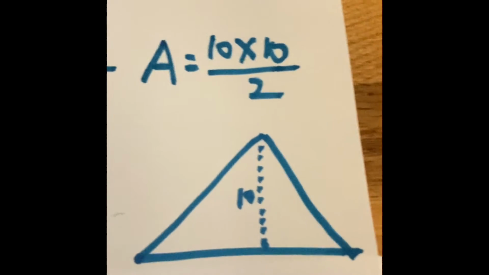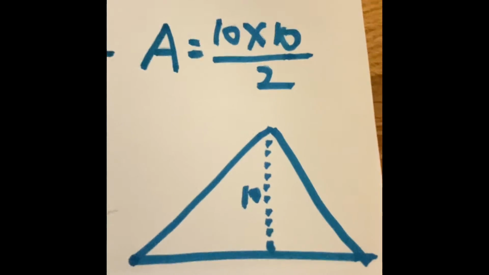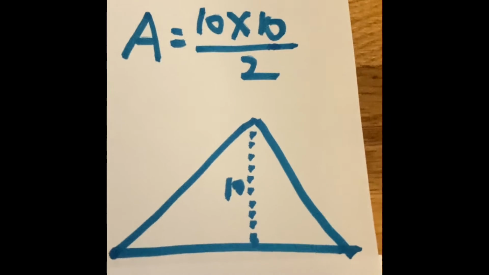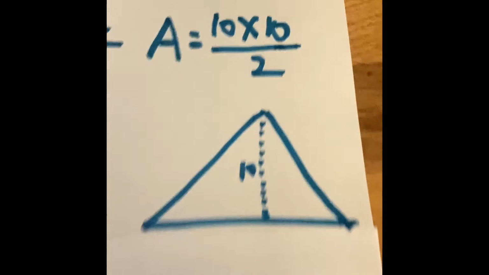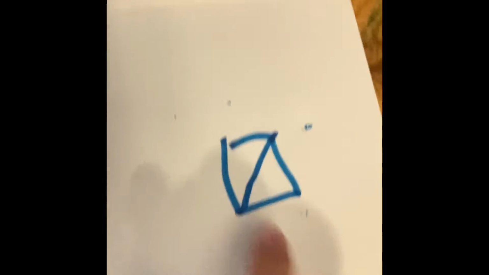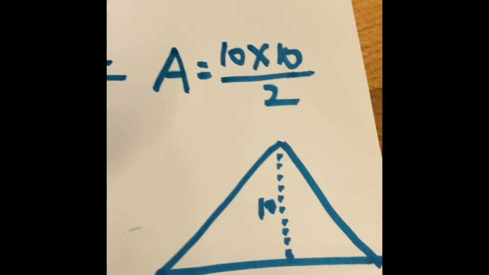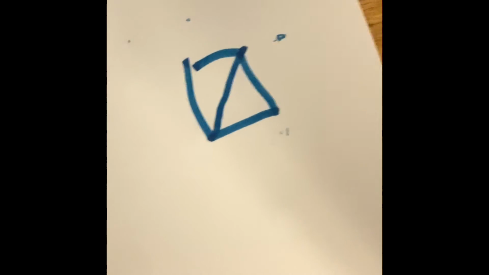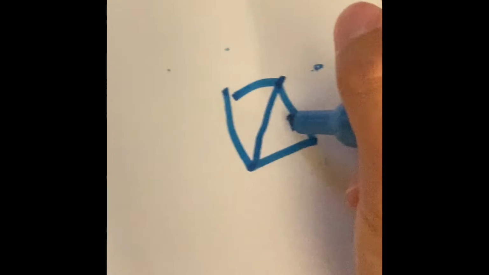When you do the area of a triangle, the area is found with a formula. A equals base times height divided by 2. The base times the height is going to resemble a square. But when we divide it by 2, we get two equal triangles. So that is the formula for a triangle. Base times height divided by 2 will get you two equal triangles, but we're measuring just one.